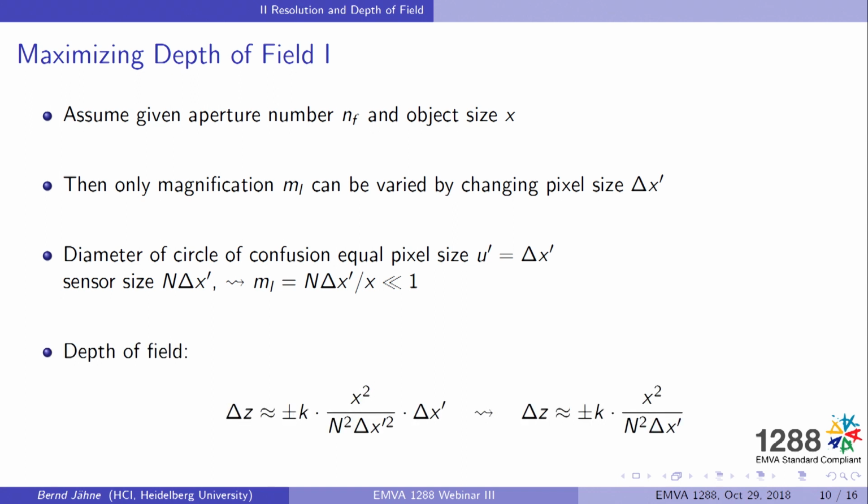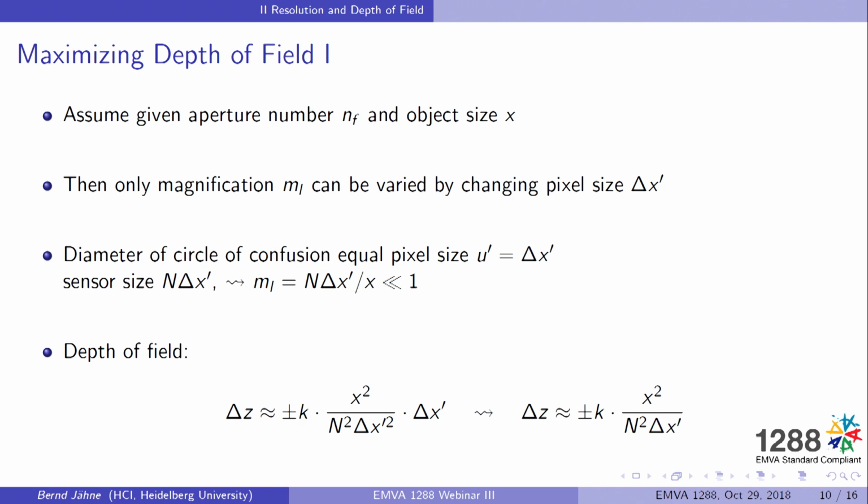And then we get a depth of field, which is, if you go to the rightmost equation, oh sorry, I have here the aperture number still denoted with k, it should actually be nf. There are two nomenclatures, sorry for that. So it's still of course proportional to nf, and now it's proportional basically to the size of the object, x squared divided by n squared, and it is inversely proportional to delta x prime.